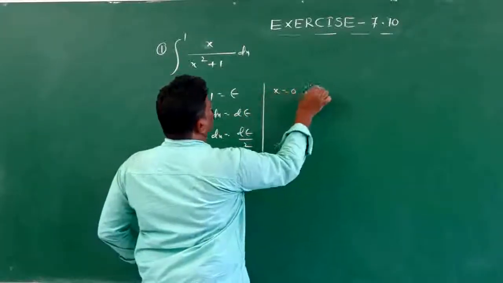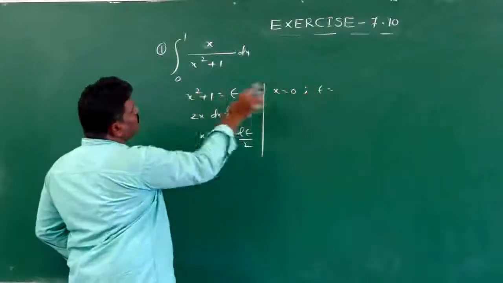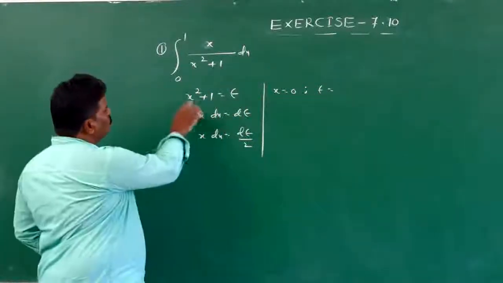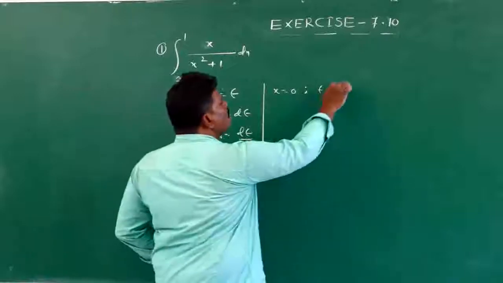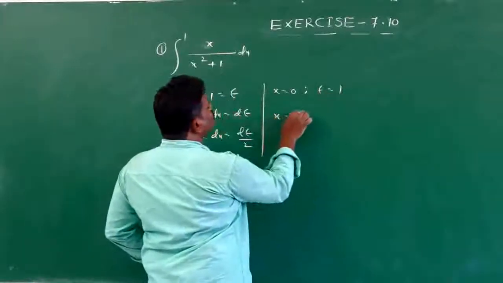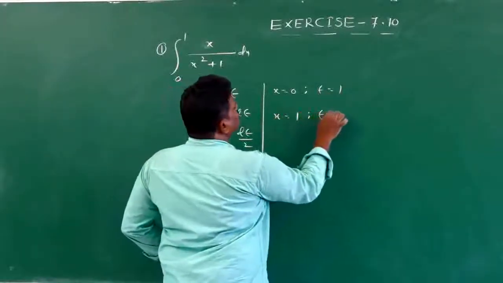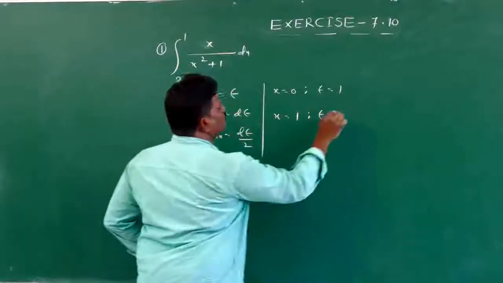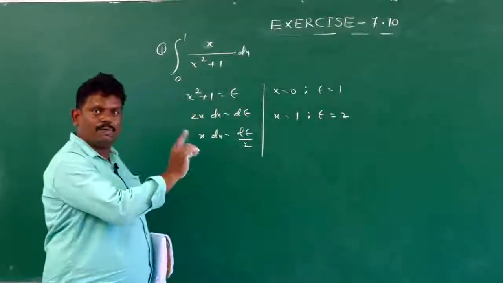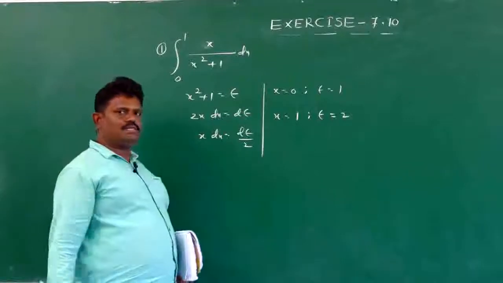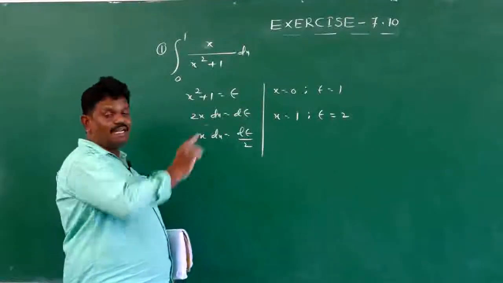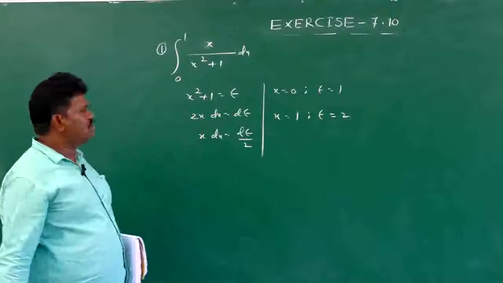Then immediately we change the limits. When x is equal to 0, t is equal to 0 plus 1, which is 1. Next, when x is equal to 1, t is equal to 1 plus 1, which is 2. Okay? This is compulsory if we convert the limits in terms of that variable. Otherwise, if you miss it, the process is wrong and you will also get the wrong answer.